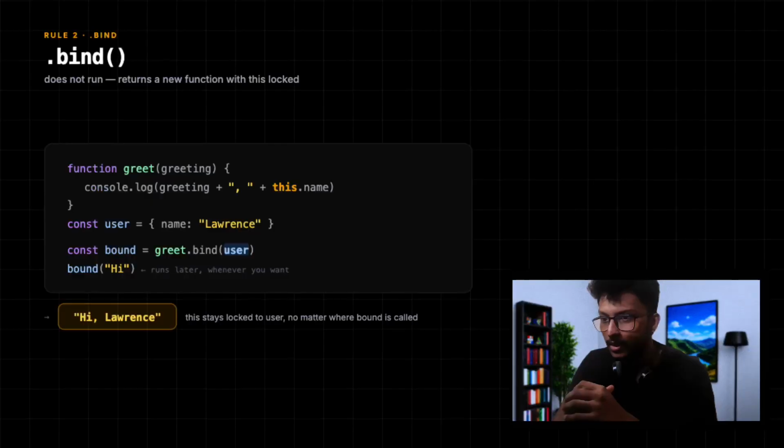The third way to set this manually is .bind. Bind is different from call and apply. Bind does not run the function right away. Instead, bind gives us back a brand new function. In that new function, this is locked to the user forever. We write const bound equal to greet.bind, and inside the bind we pass user. Later, we can call bound with hi whenever we want. It always uses user as this. This is very useful when you pass a method somewhere else.